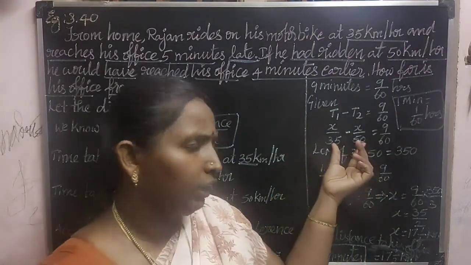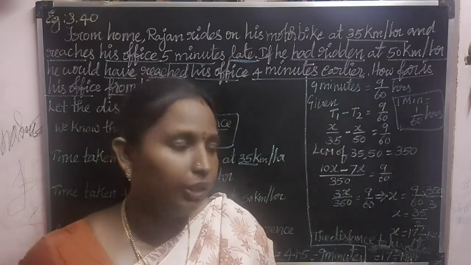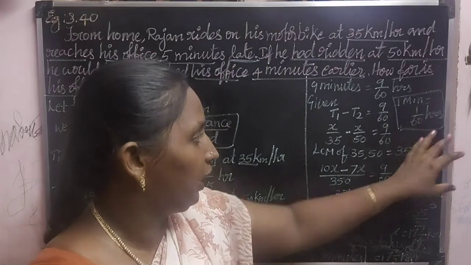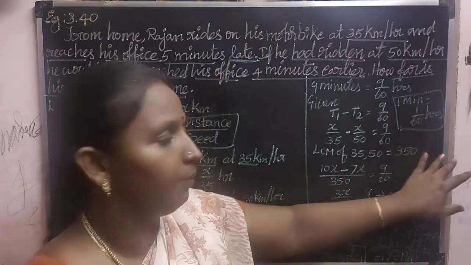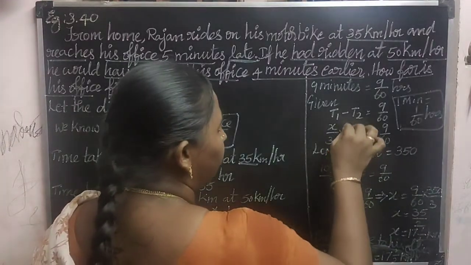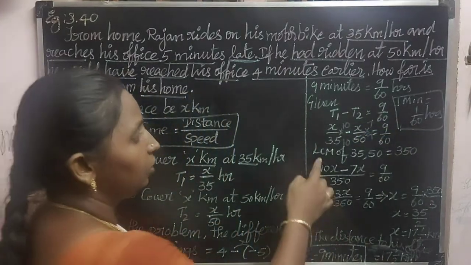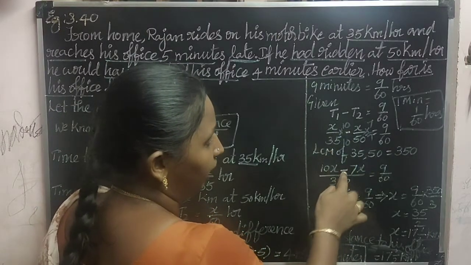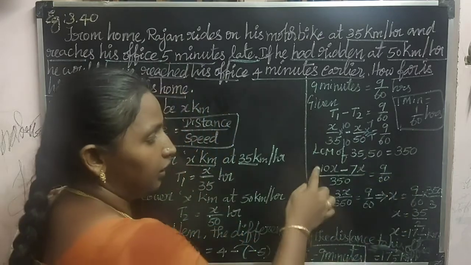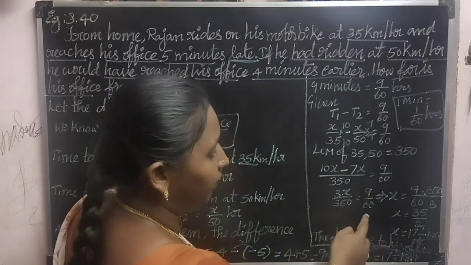Here the denominators are different, so you are going to take the LCM of 35 and 50. If you take the LCM of 35 and 50, you will get 350. I didn't do it here, you do it on your own. Find that LCM, you will definitely get 350. So 10 times you have to multiply and divide here, and 7 times here. Then you will get 350 in the denominator. So 10x minus 7x, divided by 350, equals 9 by 60. 10x minus 7x gives 3x, so 3x divided by 350 equals 9 by 60.